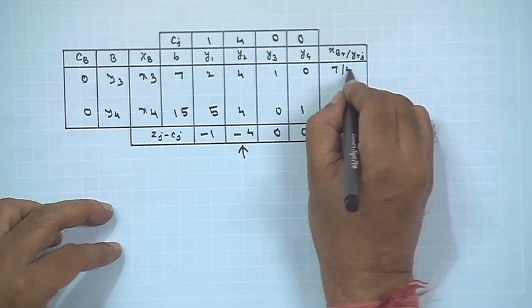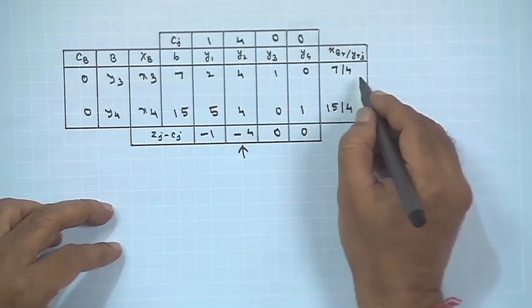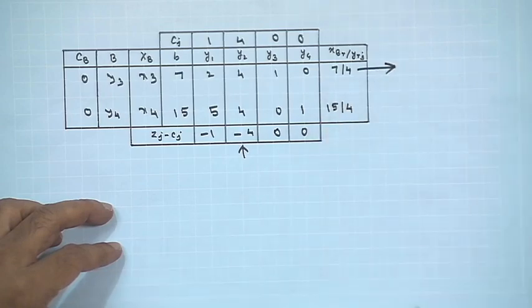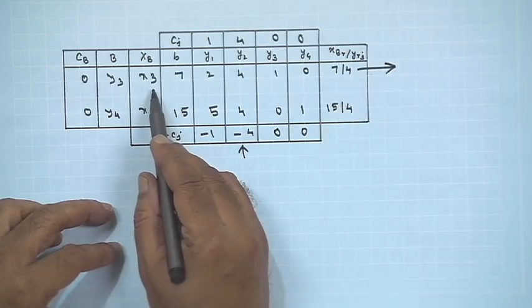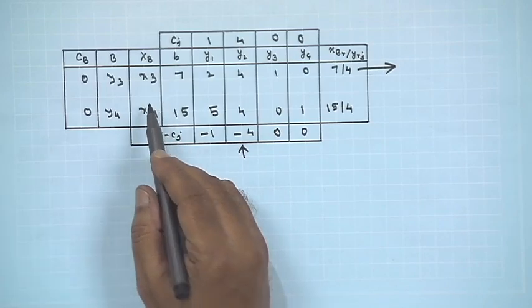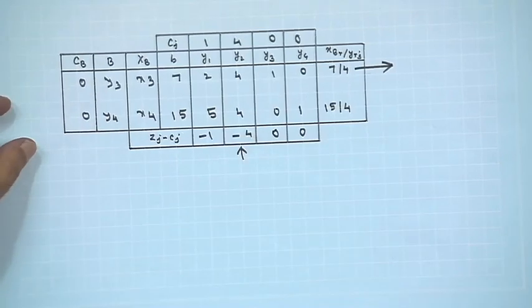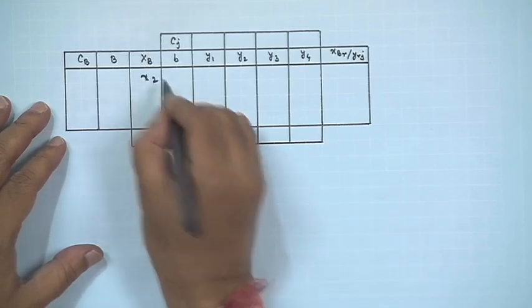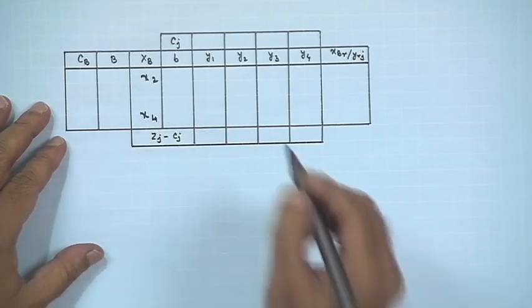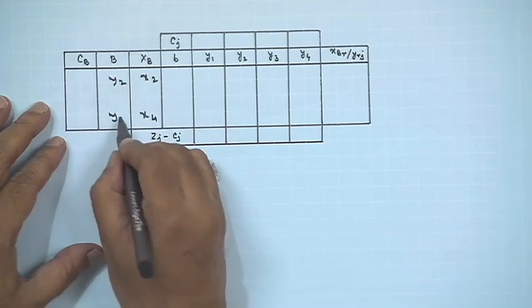Calculate the ratio, it will be 7 by 4, 15 by 4. So, from here the minimum is this. Therefore, since the minimum is this, your x3 will go out. So, in the second iteration your x3 will go out and x2 will enter into the basis. So, from here we are writing x2, which is replaced by x3. So, here it is y2 and y4.